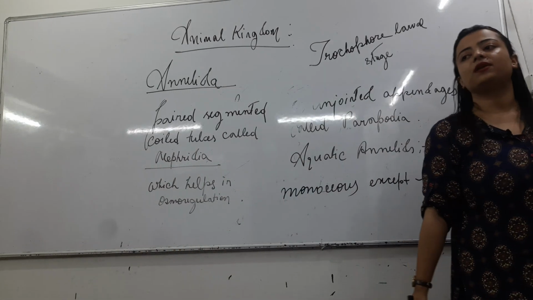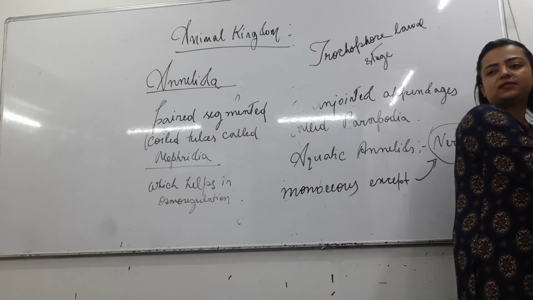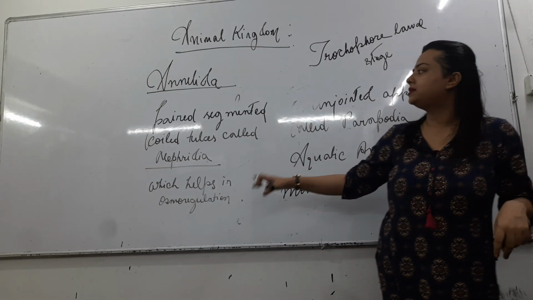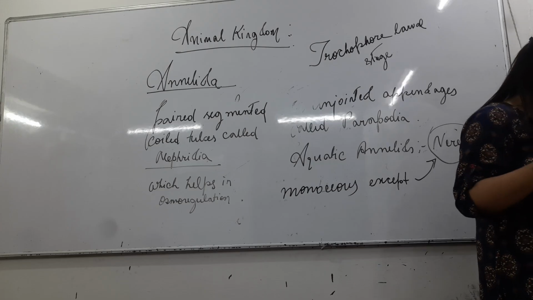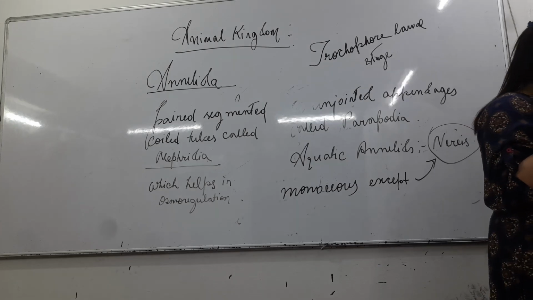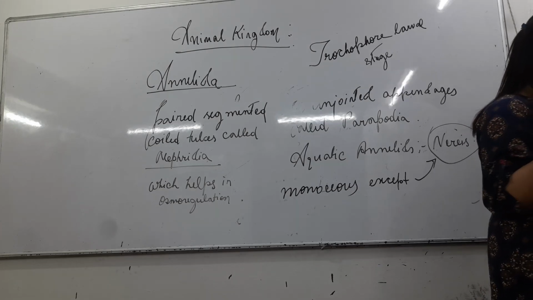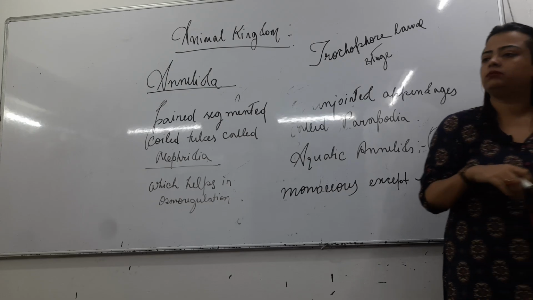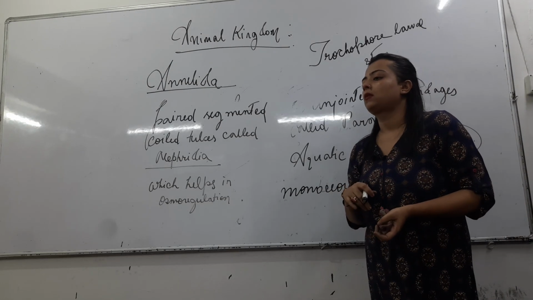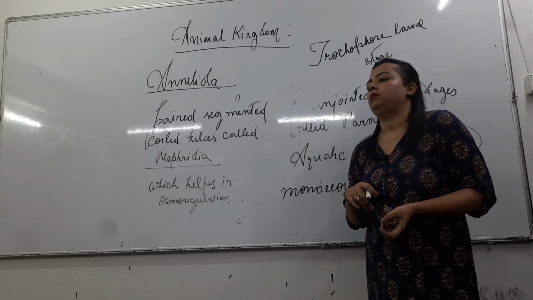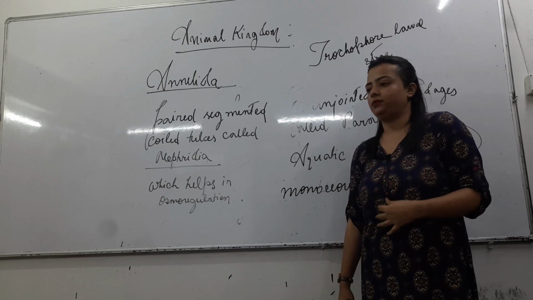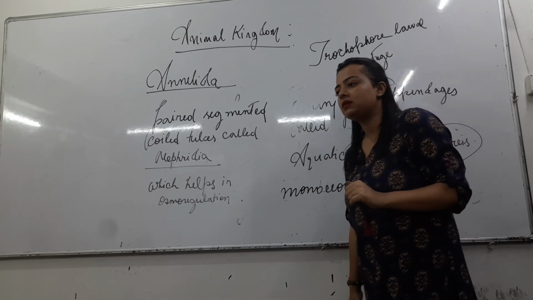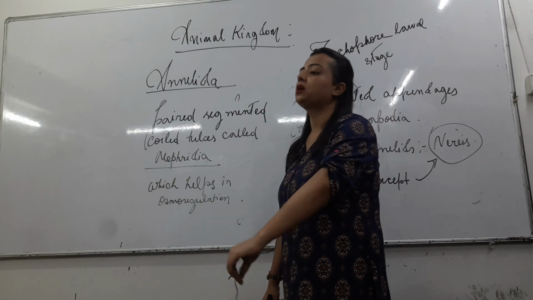So flame cells are nephridia. Don't get confused. Flame cells are in platyhelminthes and nephridia are in annelids, which help them in excretion and osmoregulation. Excretion and osmoregulation are different. Our excretory system has two functions.